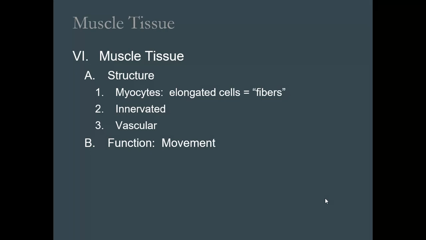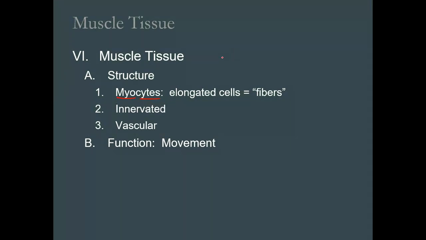So muscle tissue has a very unique structure in that it is made of a lot of cells, kind of similar to how epithelial tissue is made of all cells. There is little to no matrix or space in between these cells. So we have these things that are called myocytes. Literally the word myocyte comes from myo, meaning muscle, and cyte, meaning cell. So they're just muscle cells.